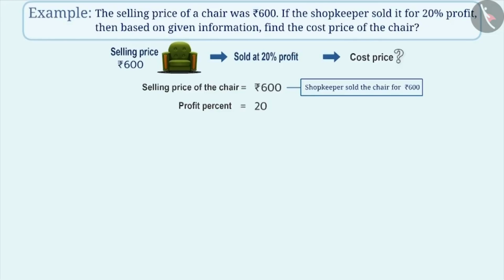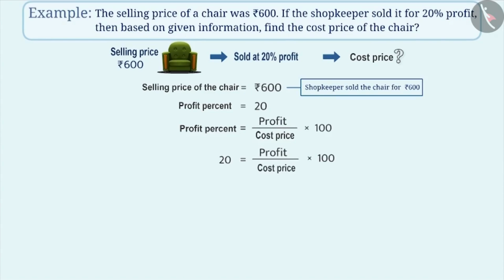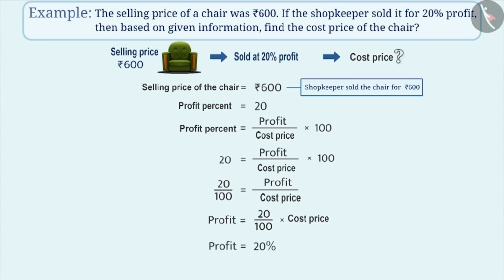In the previous video, we have learnt that profit percent is equal to profit by cost price into 100. That means 20 is equal to profit by cost price into 100. That is, 20 by 100 is equal to profit by cost price. Profit is equal to 20 by 100 into cost price. We can also write this as profit is equal to 20% into cost price. What do you understand from this? Think for a while.